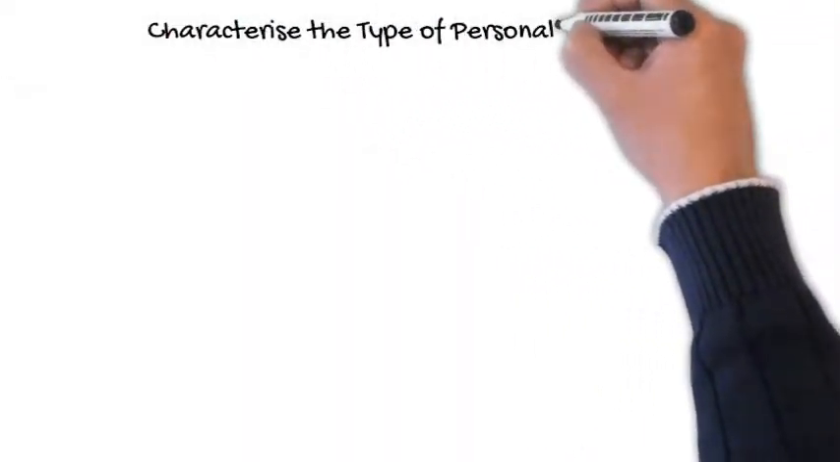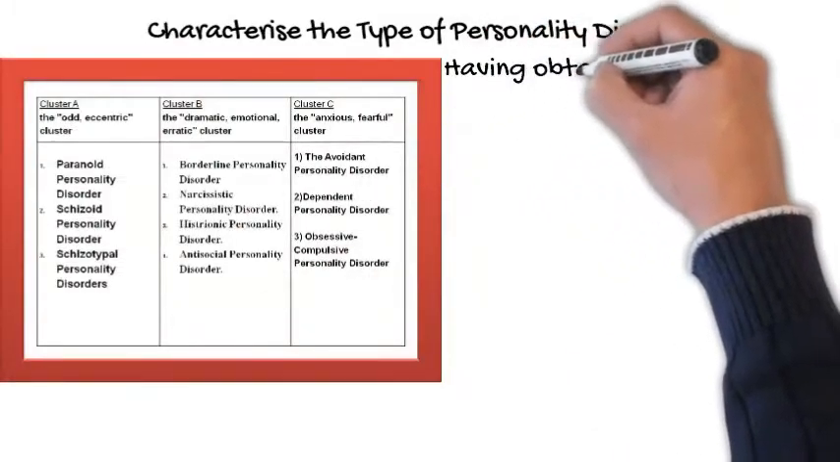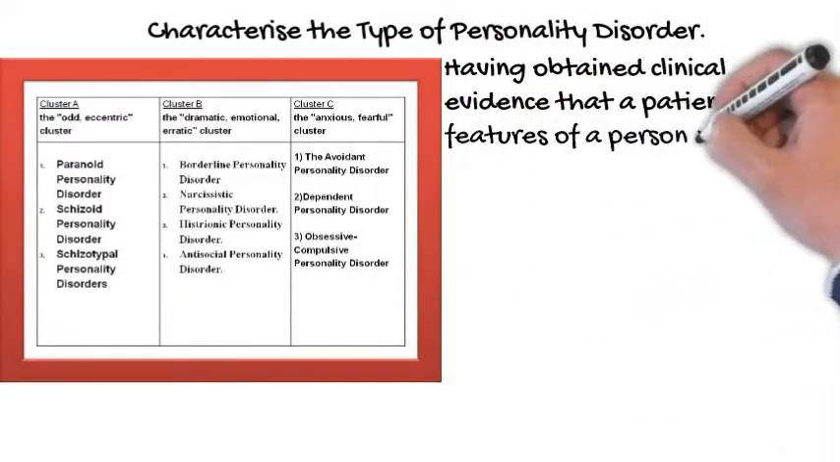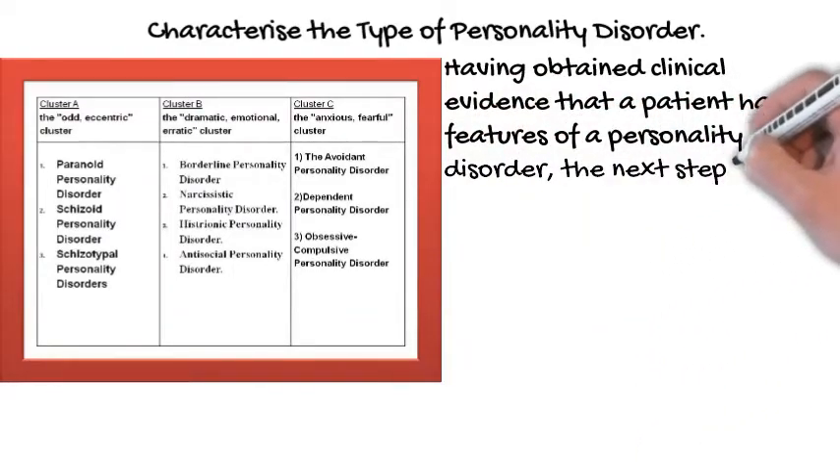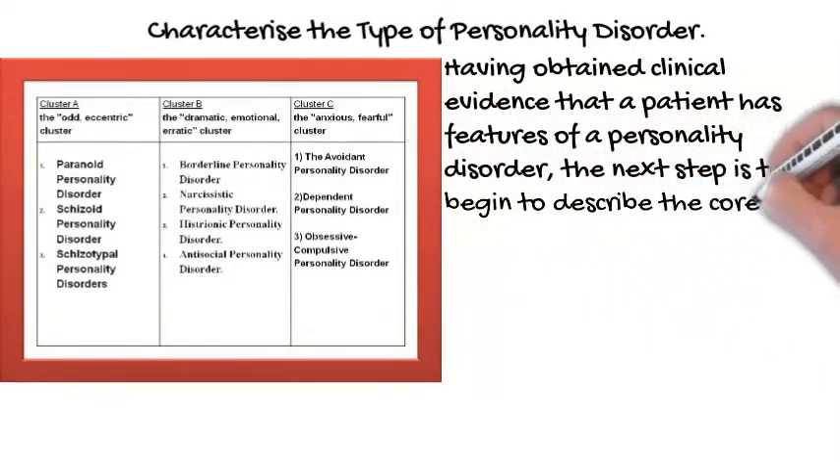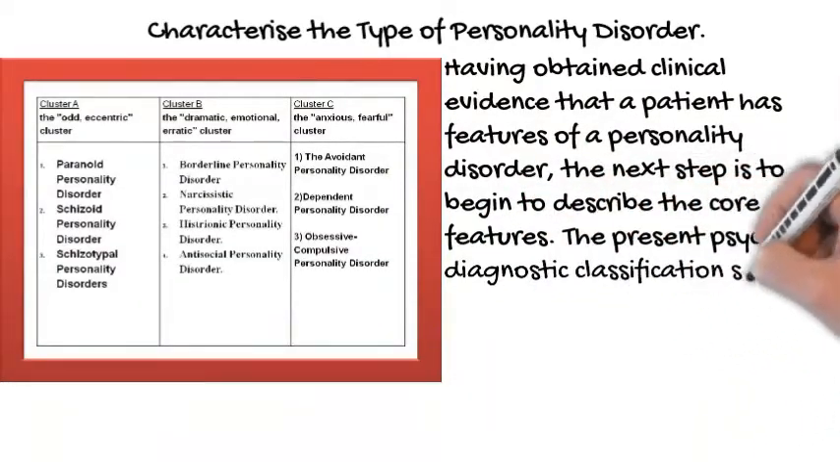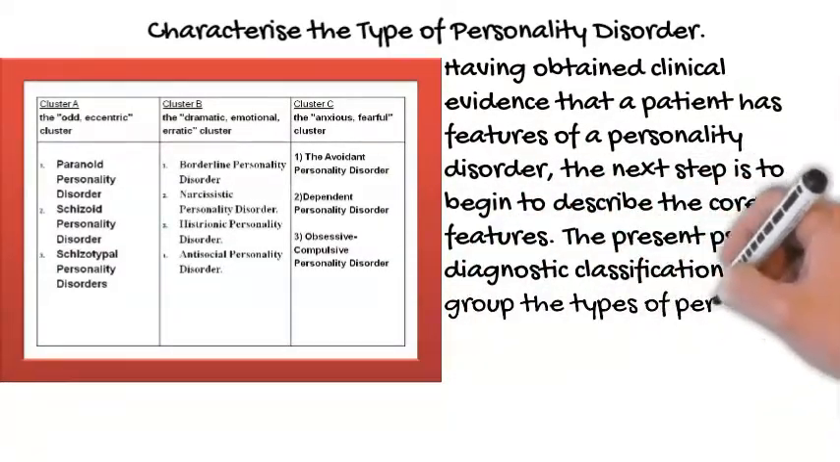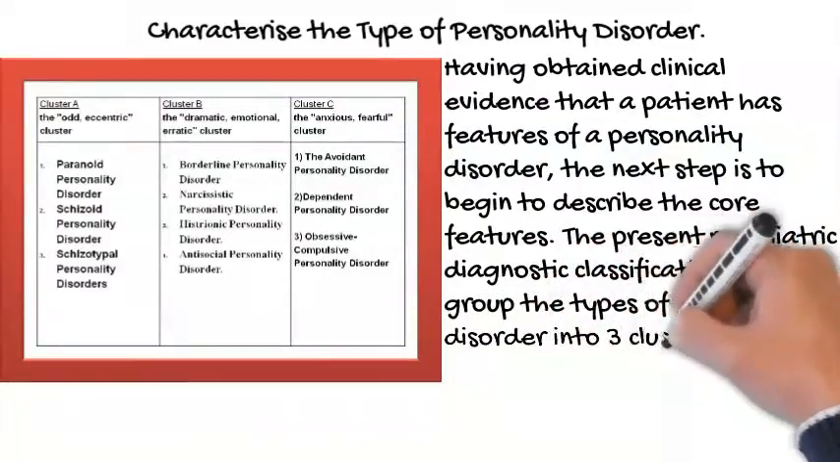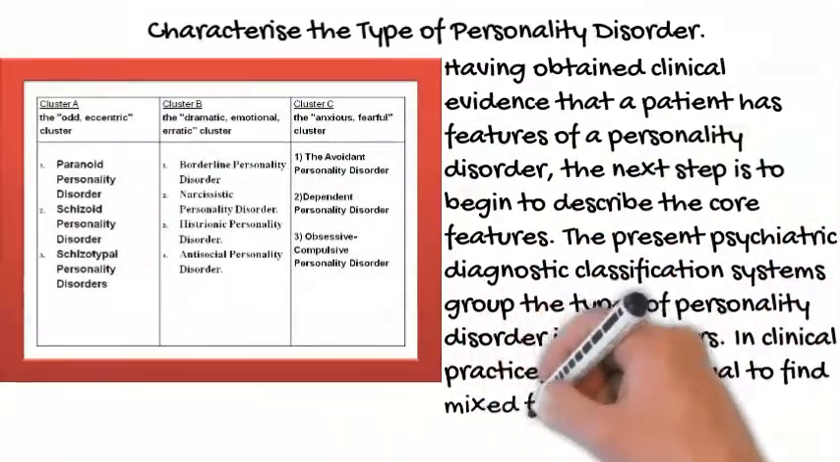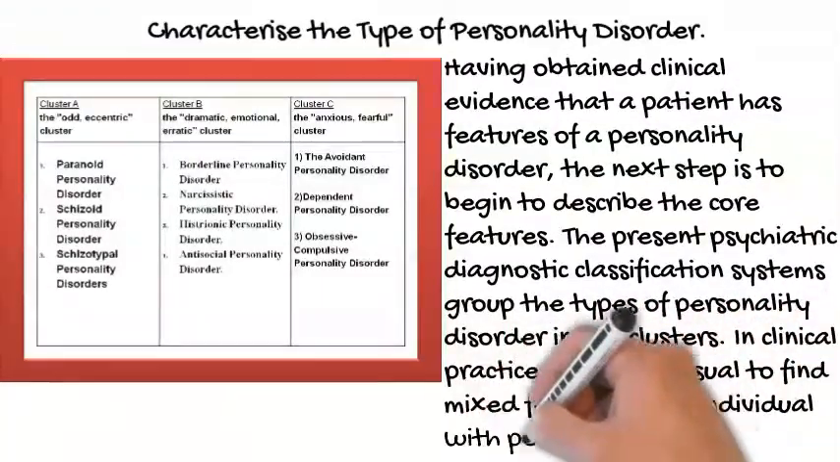Characterize the type of personality disorder. Having obtained clinical evidence that a patient has features of a personality disorder, the next step is to begin to describe the core features. The present psychiatric diagnostic classification systems group the types of personality disorder into 3 clusters. In clinical practice, it is not unusual to find mixed features in an individual with personality disorder.